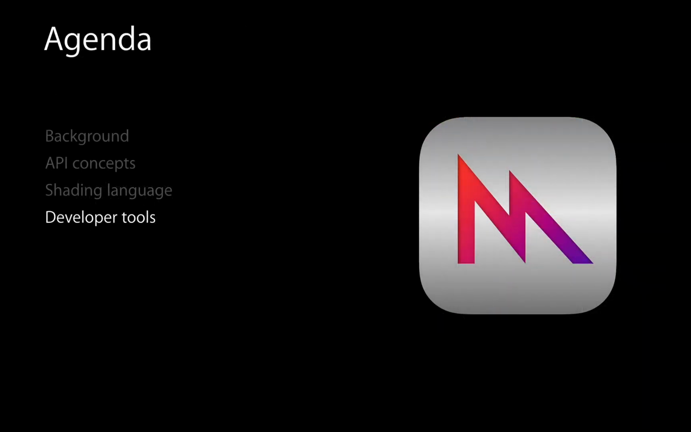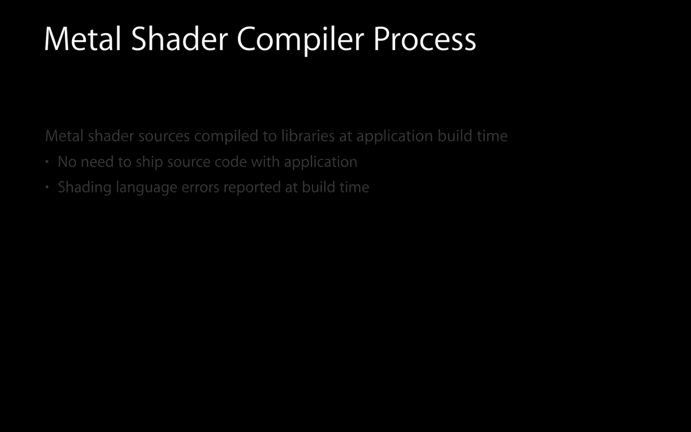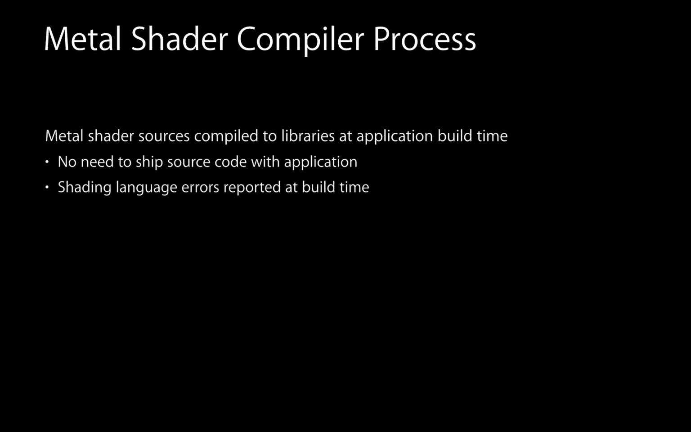But next, I'm going to talk about how to build your Metal application using our awesome developer tools. And probably the most important of those developer tools is the Metal Shader Compiler. Now, ideally, you don't even know this exists because we're simply going to build your shader sources just like we build the rest of your application sources at application build time. There's no need for you to separate out your shaders and specify them at runtime. You can actually ship them with your application already having been pre-compiled. So there's no source code that needs to go with your application for your shaders.